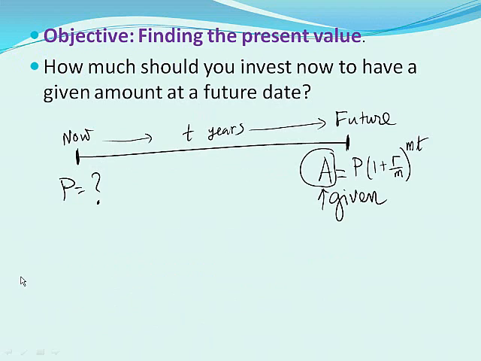Finding the present value. How much should you invest now to have a given amount at a future date? So if you use the symbols, P is the present value, A is the future value or the amount accumulated. We are speaking about the value for P, assuming that A is given. So P is at the current time, A is at the future time. So we need to actually work with this formula, A equal to P multiplied with 1 plus R by M power MT, and then solve for P in order to get the present value.